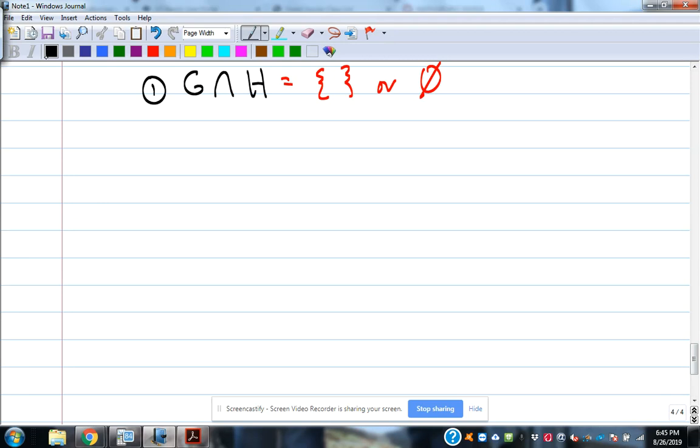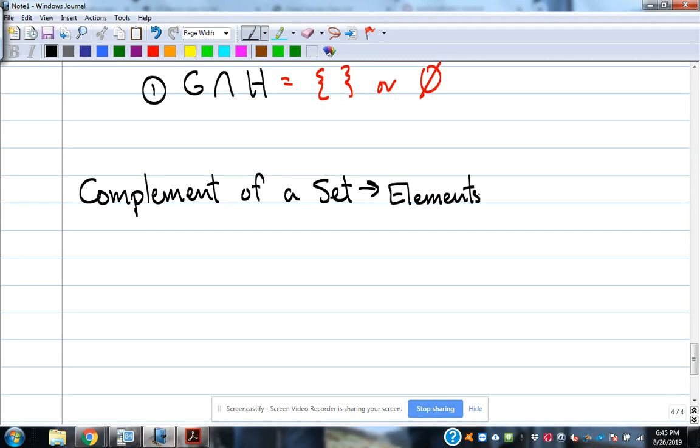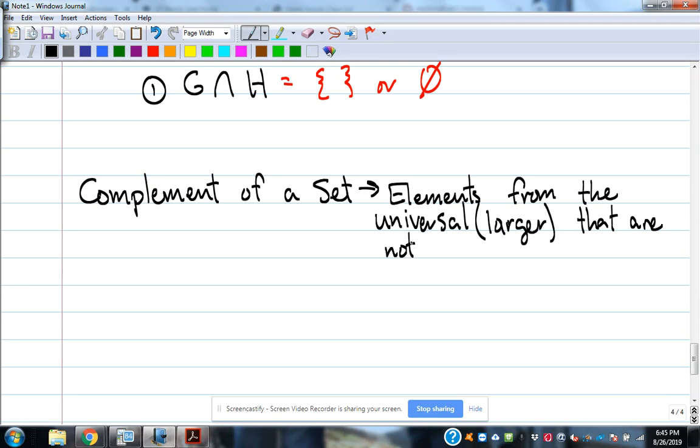Next thing, definition. Complement, with an E, not an I. Complement of a set: elements from the universal set. And I say universal, it may just be a larger set, that are not in the given set.